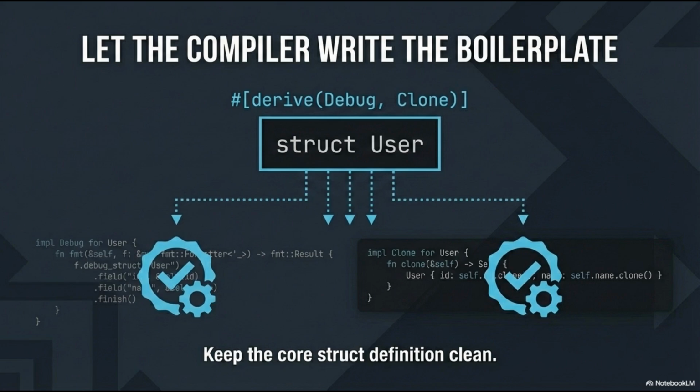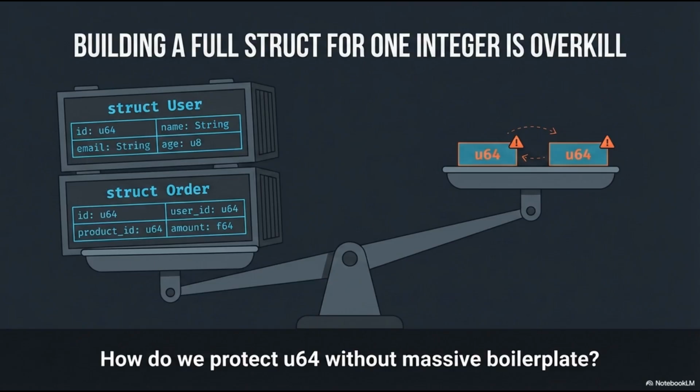It really does. Okay, so we've covered standard multi-field structs. We know how to encapsulate complex data and attach behavior to it. But I want to circle back to the 3 a.m. bug we discussed at the very beginning. The UserId versus OrderId disaster. Exactly. The catastrophic mix-up between a UserId and an OrderId. If these are both just single 64-bit integers, how do standard structs help us? Because building a massive struct with named fields just to hold one integer feels like complete overkill.